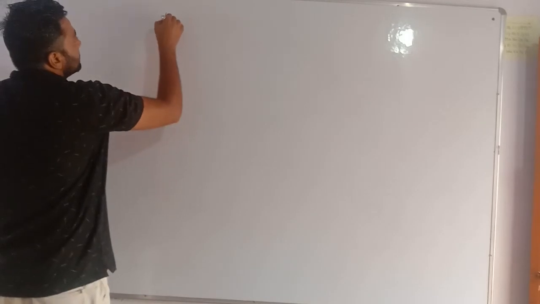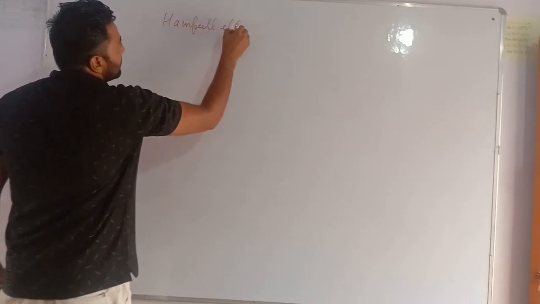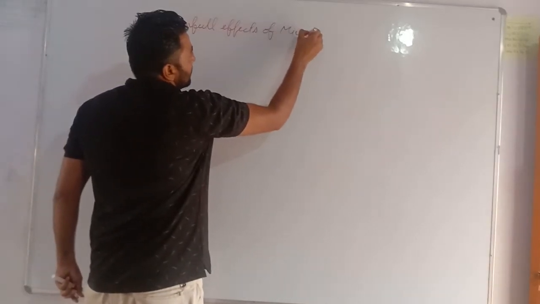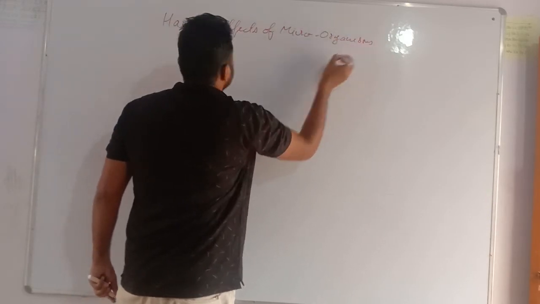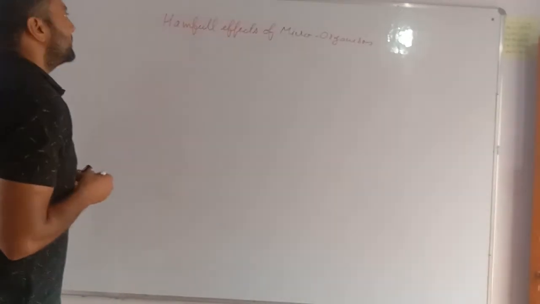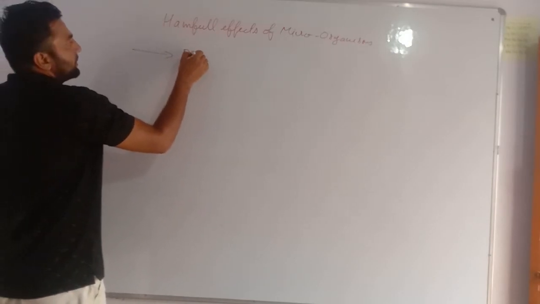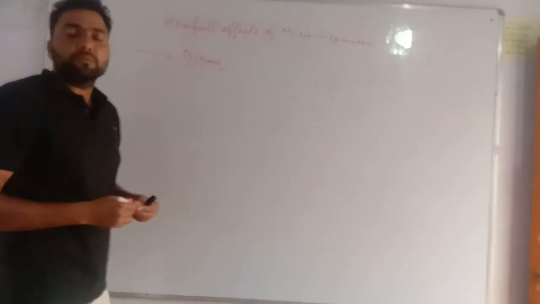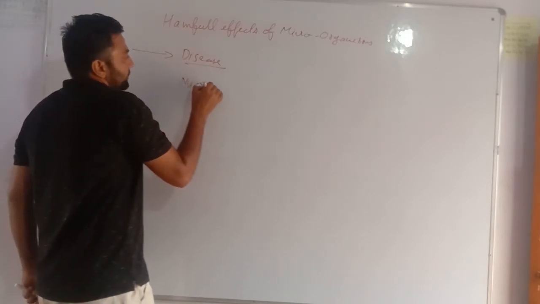Now we will see harmful effects of microorganisms. See my dear students, the worst harmful effect of microorganisms is disease. Microorganisms cause disease. Very important. Microorganisms causing disease are known as pathogens.